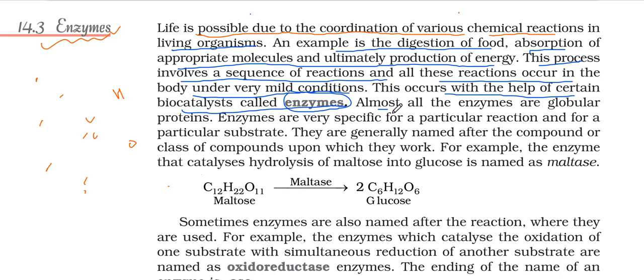Almost all the enzymes are globular proteins. In the last class we discussed protein structure, globular proteins and fibrous proteins. All those that take part in biological activities are globular proteins. Where are fibrous proteins found? They are found in hair, okay, in nails, the fibrous ones. Next, globular, hemoglobin.